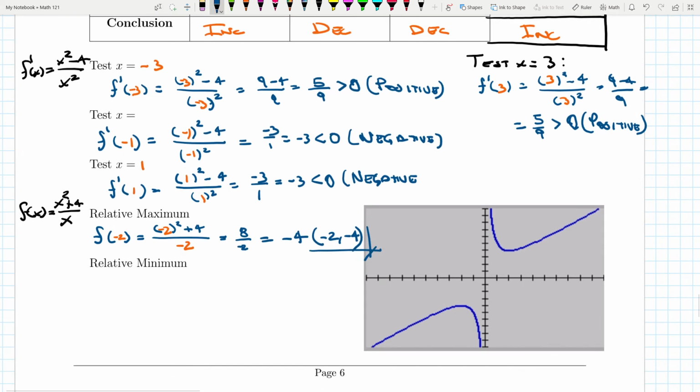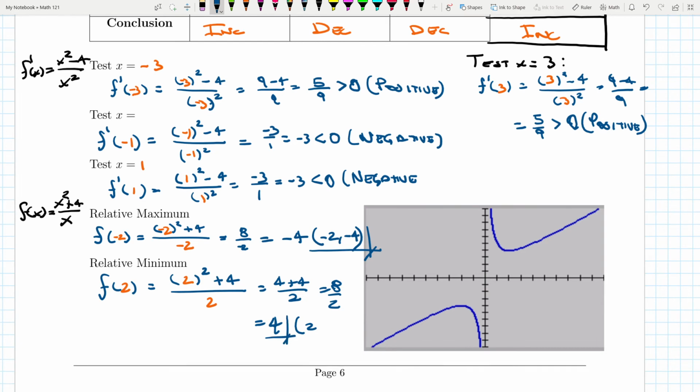And for the relative minimum, evaluate the original function at x equals 2. For 0, we don't test anything. We don't plug in anything. In fact, recall that that was one of the restricted values. So that's 2 squared, which is 4, plus 4 over 2. That's 8 over 2, which is 4. And the corresponding ordered pair is (2, 4). All right.